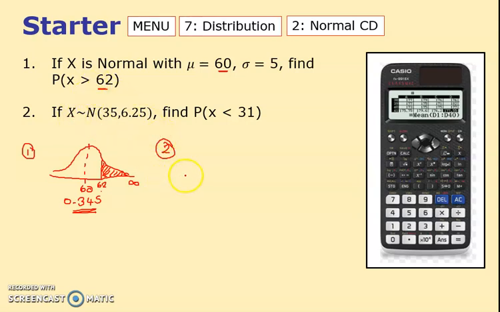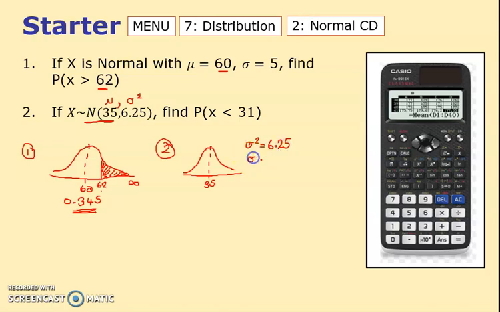So question 2, we've got another normal distribution. Notice this is written in proper notation this time. The mean is 35. That's the first number. But you should be aware that when they write this, that is the mean, but the second number is not the standard deviation. This is actually sigma squared. So that tells me that sigma squared, the variance, is 6.25.